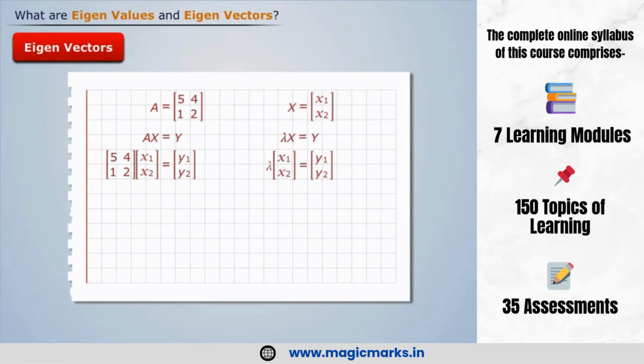We see that both AX and lambda X are equal to Y. Therefore, AX will be equal to lambda X. This expression can be simplified as, here, matrix X is called the eigenvector.